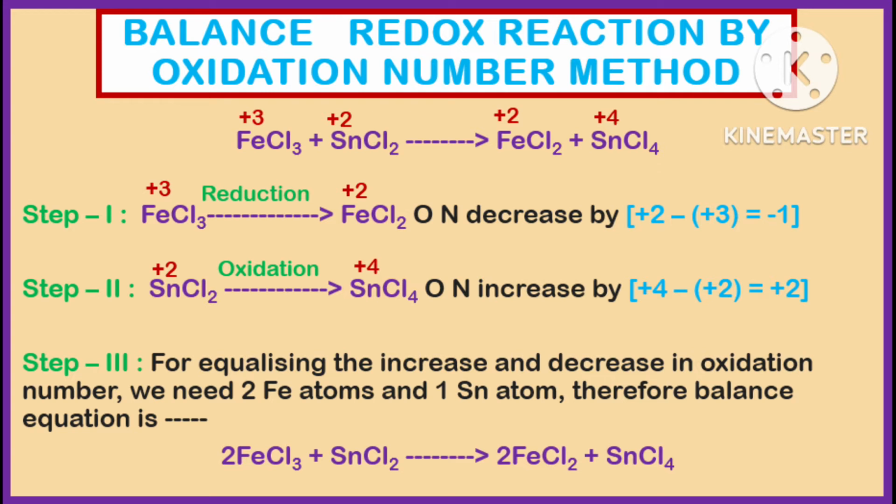Step 3, now calculate the increase or decrease in oxidation number and make them equal. Oxidation number you have to make them equal. Then here you have to consider that atoms also you have to make equal, because atoms also must be equal and charge also must be equal. This is the important thing in balancing the ionic equation or balancing the redox reaction. These points are very, very important. 5 points I told you.